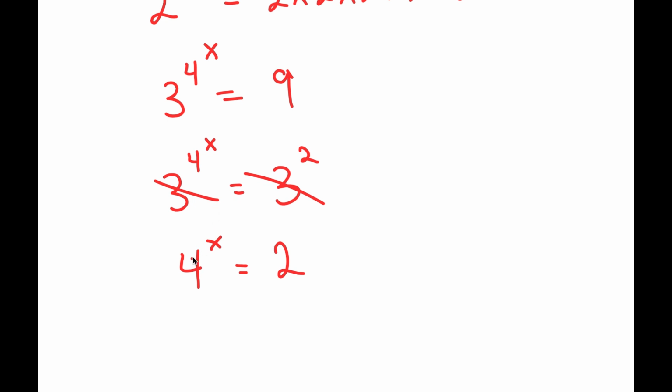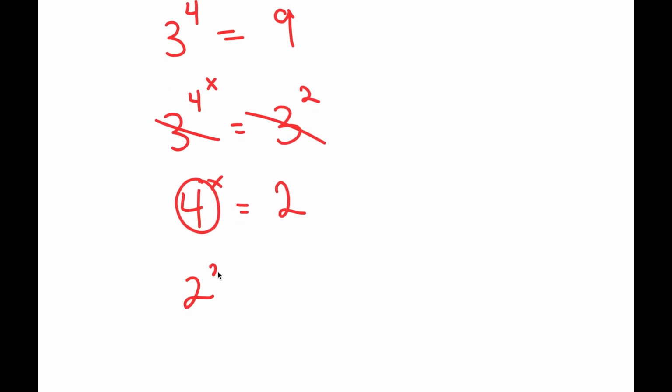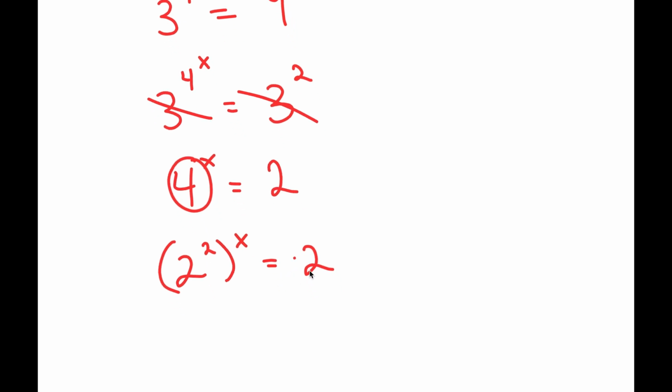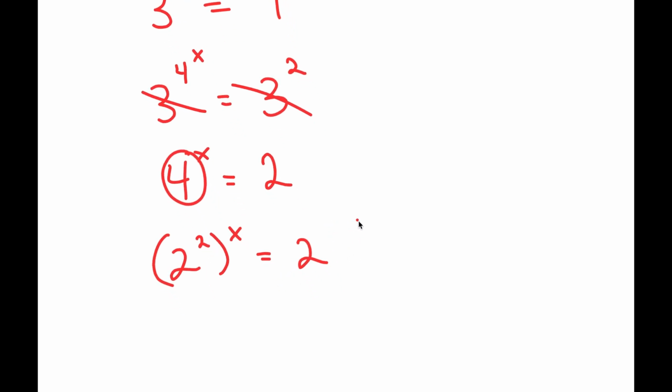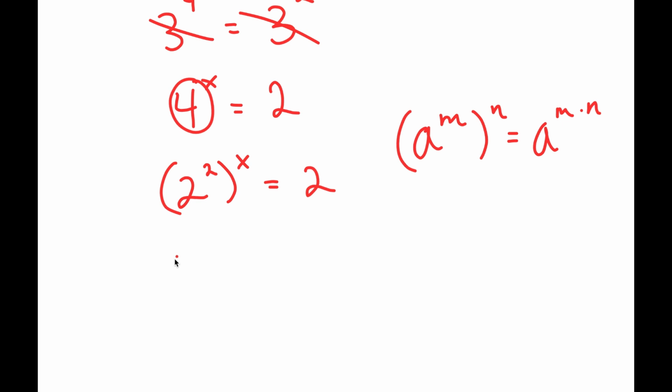Now from here, I'm going to rewrite 4 as 2 squared, to the power of x is equal to 2. And an important property to know is that if I have something in the form a to the power of m to the power of n, this is equal to a to the power of m times n. So in this case, 2 to the power of 2 to the power of x is going to equal 2 to the power of 2 times x, which is 2 to the power of 2x. So 2 to the power of 2x is equal to 2.